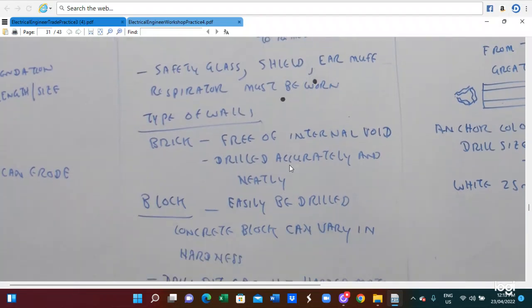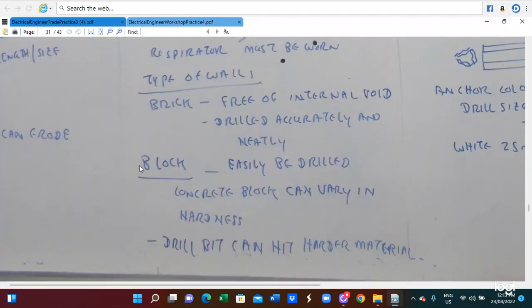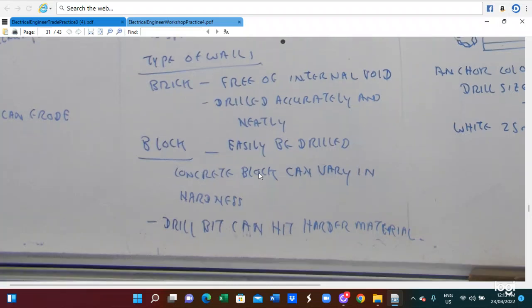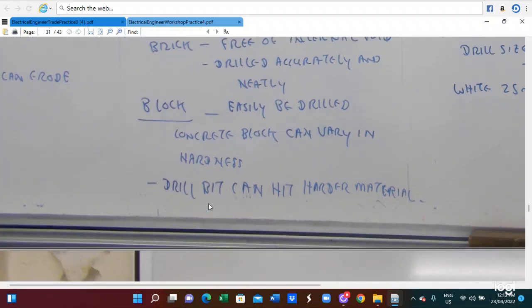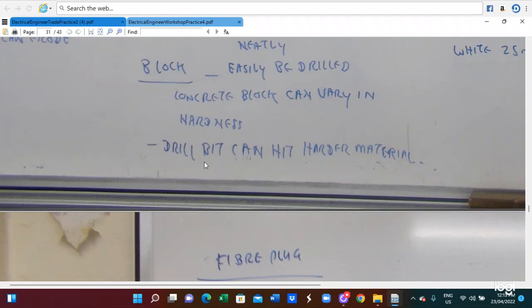The tile of the wall can be a brick wall. They are free of obstructions, and we have to drill appropriately and neatly. We have to provide a block that can easily be drilled. Concrete blocks can vary in hardness and drilling. A pick can hit the hardened material.